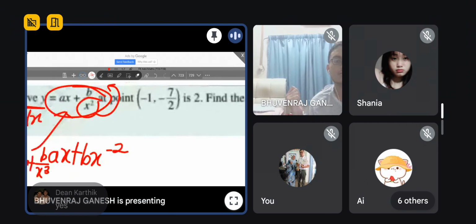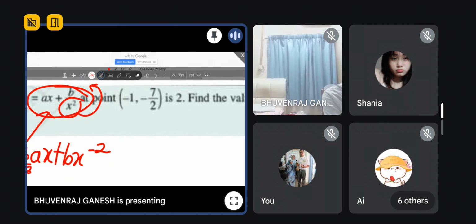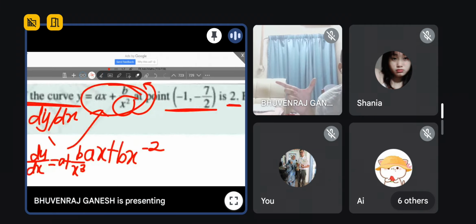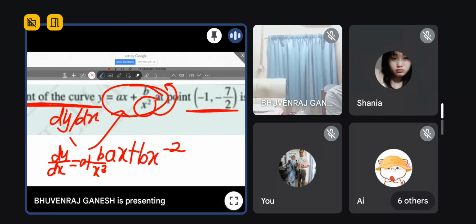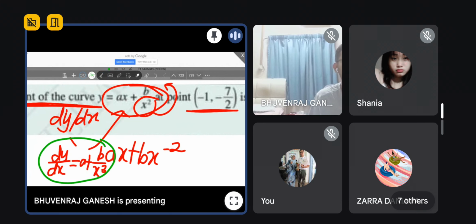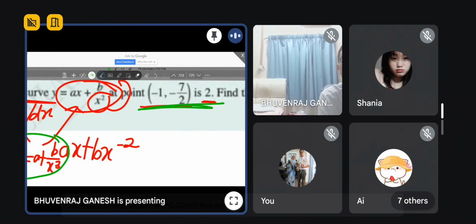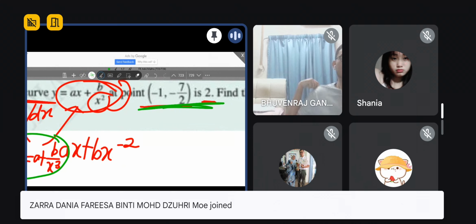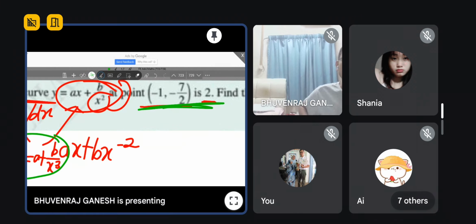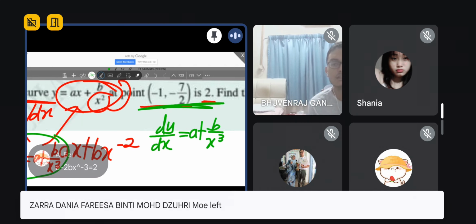So try to see the question now. They say dy dx at this point is 2. Nilai dy dx pada titik ni adalah 2. So can anyone construct for me the equation? Based on this equation, what is the simplified equation? Menggunakan info ni, using this information. What will be the simplified version? Yang paling ringkas. So your dy dx is equal to a plus b over x cubed. So what will be your most simple equation?